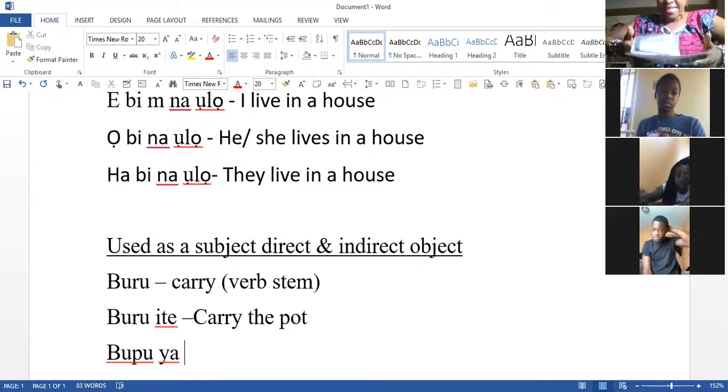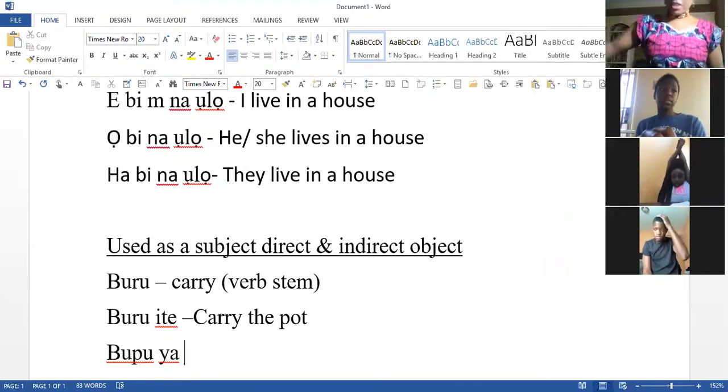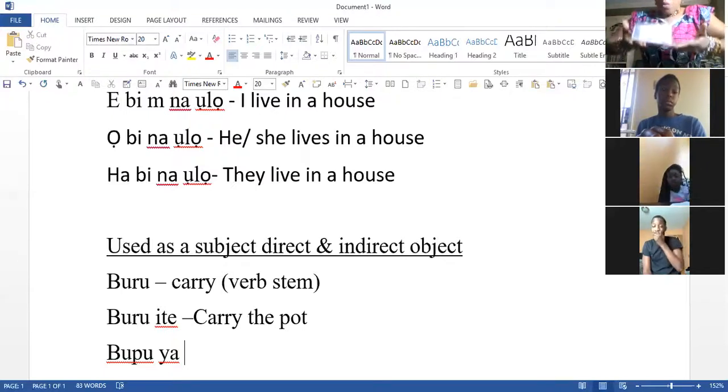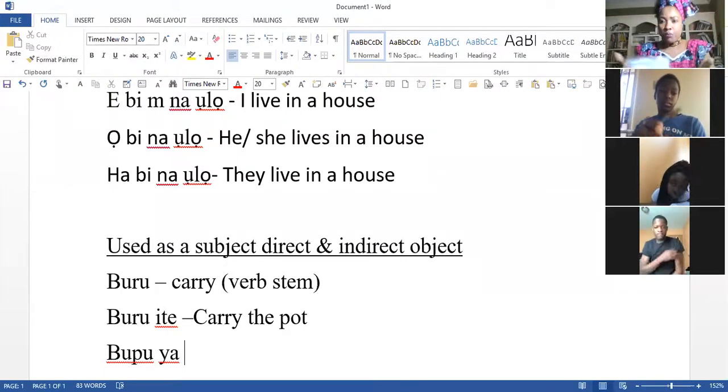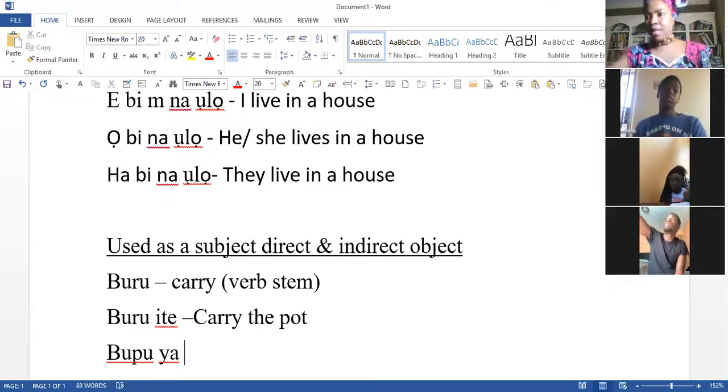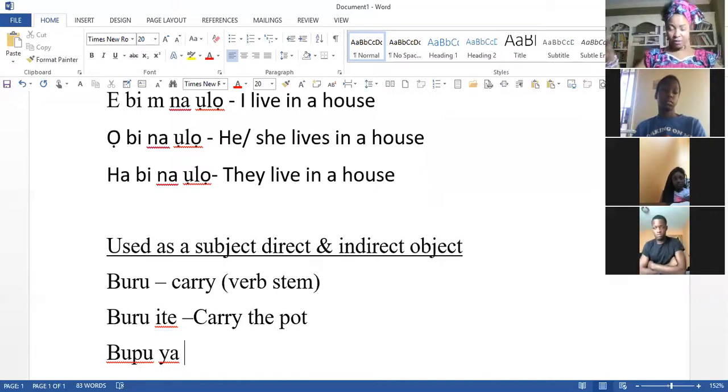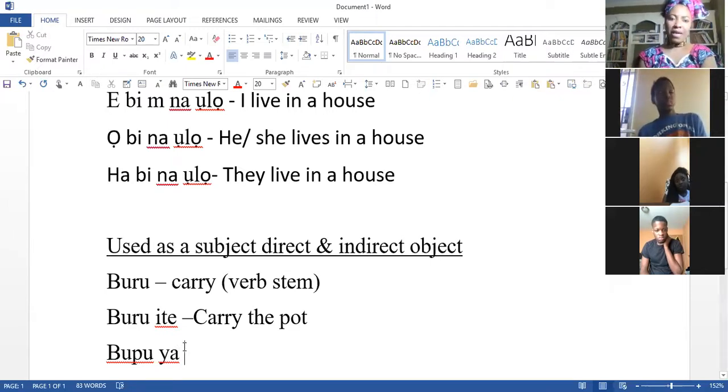So I can hand it to you because I'm carrying it. I'm not just holding it. I'm carrying it with my two hands. That means buru, buruya, ezinne, buruya. Okay? Now, we're going to change it. Bunyeya, it means to give it to somebody. Bunyeya uche. Carry it and give it to Uche. Now, when I say bupuya, it means take it and carry it out.